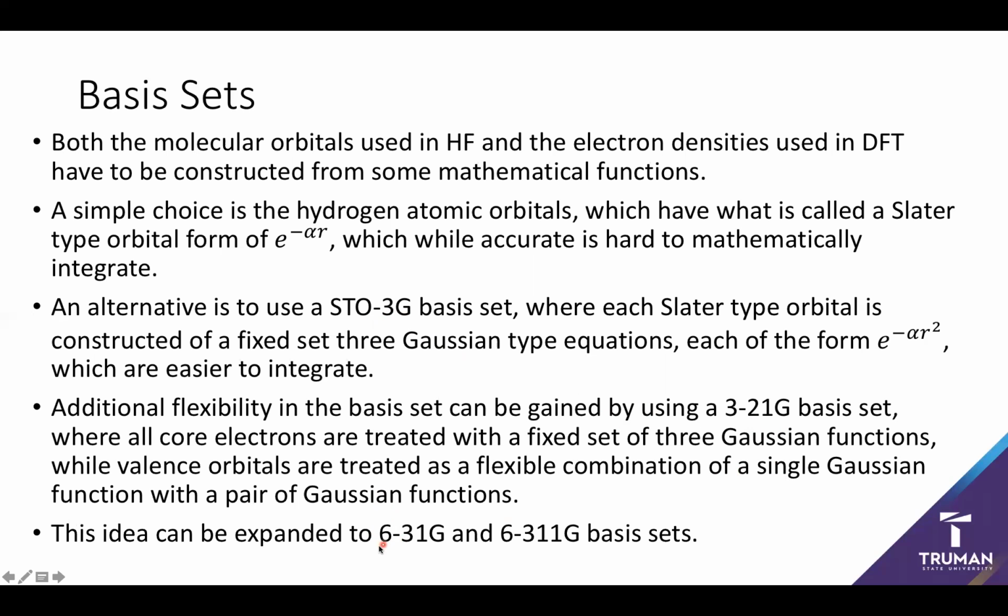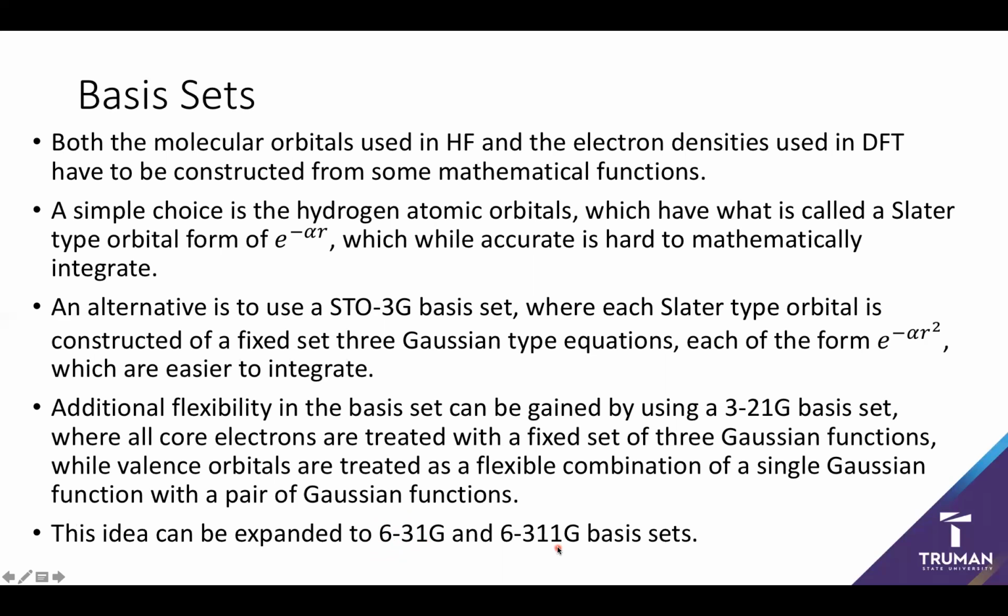So anything before the dash is going to be the core electrons. So I'm going to describe all my core electrons with 6 Gaussians, which means I get a very good description of core electron behavior. They don't need much flexibility because core electrons tend to stay static. And then I can add an extra Gaussian into my valence electrons. So now I've got a set of 3 Gaussians with an extra Gaussian of varying ratios to give more flexibility.